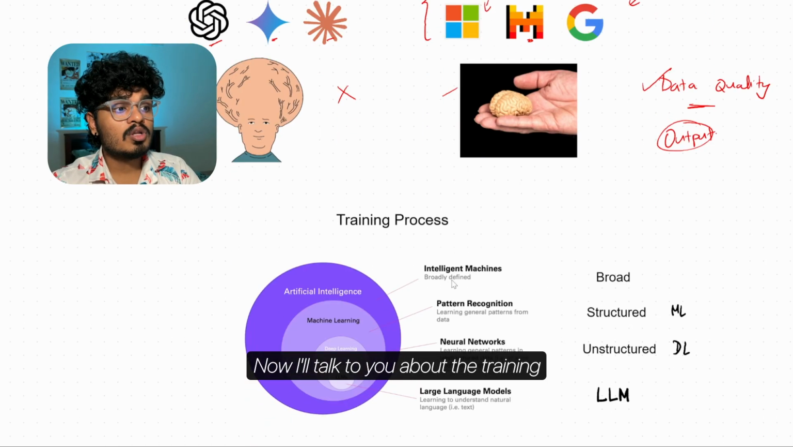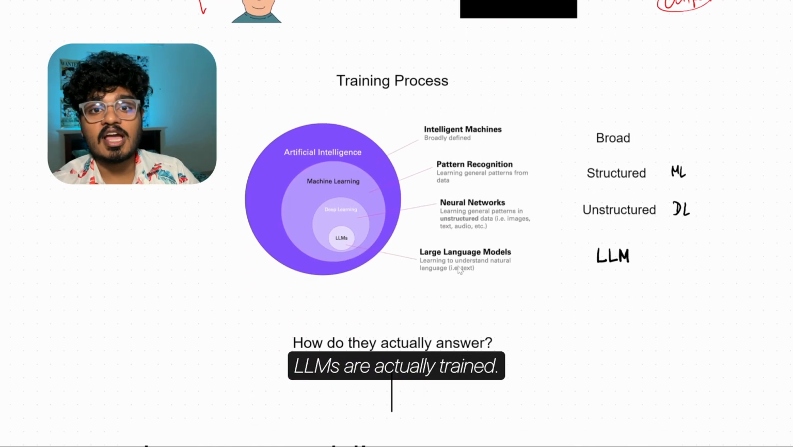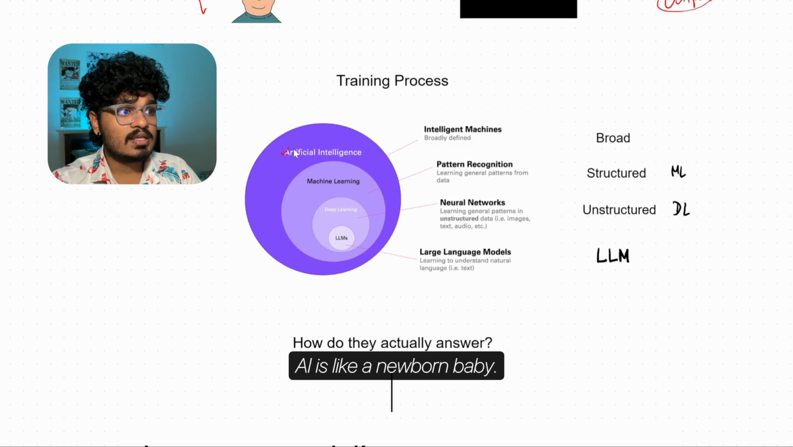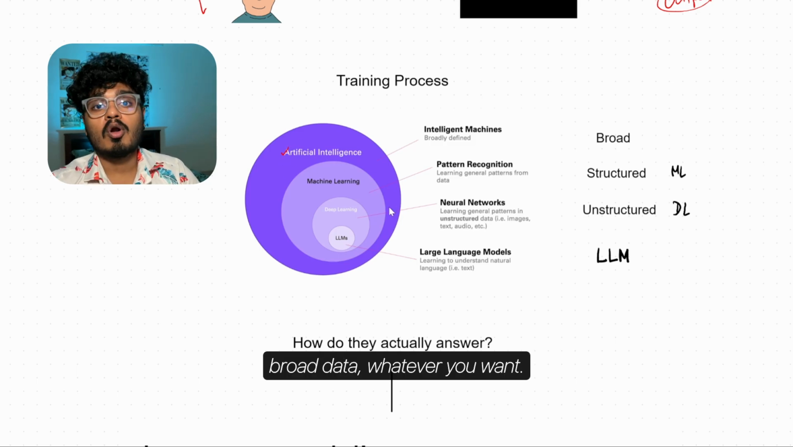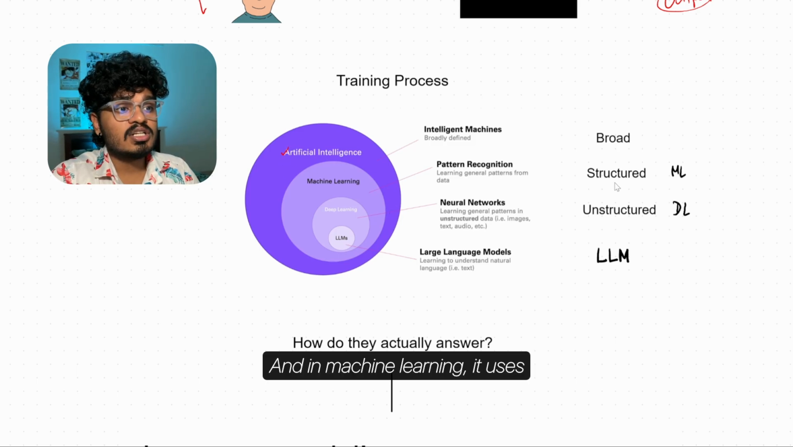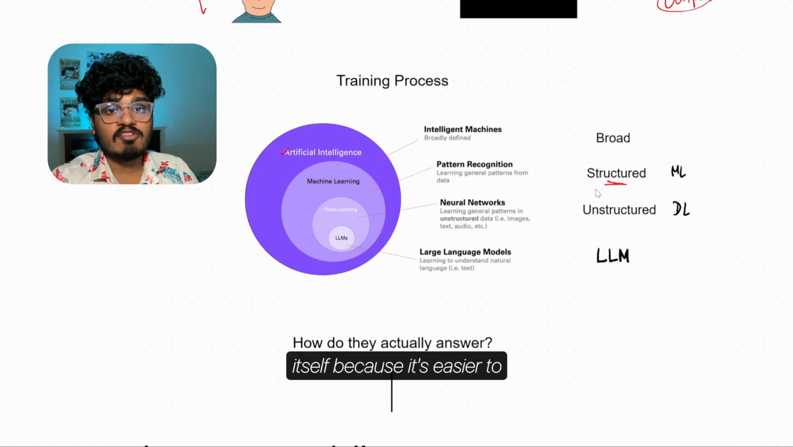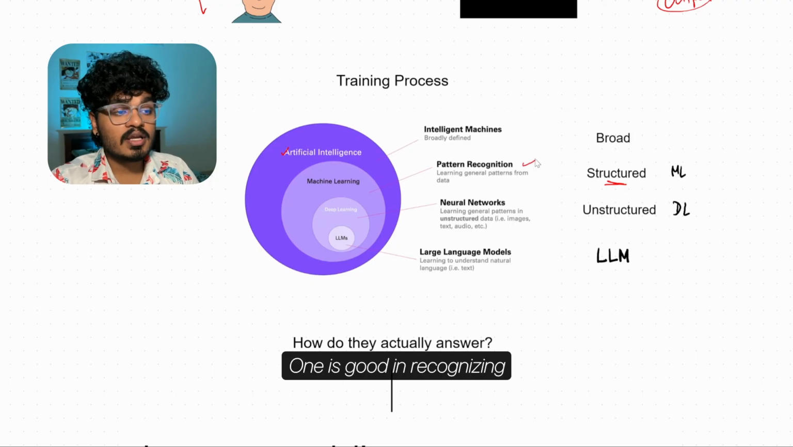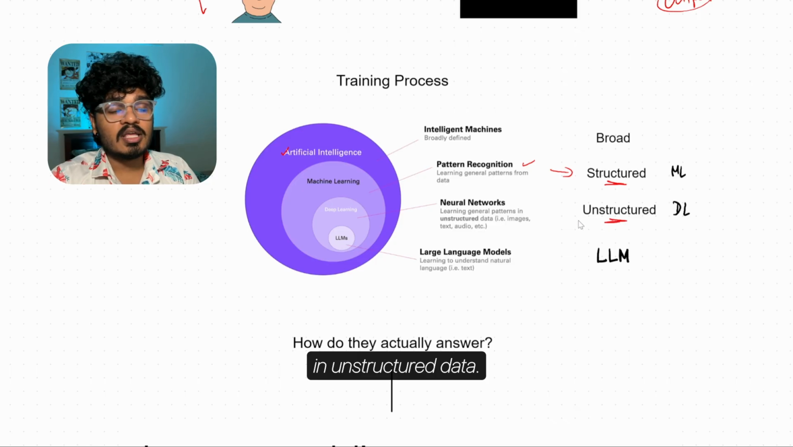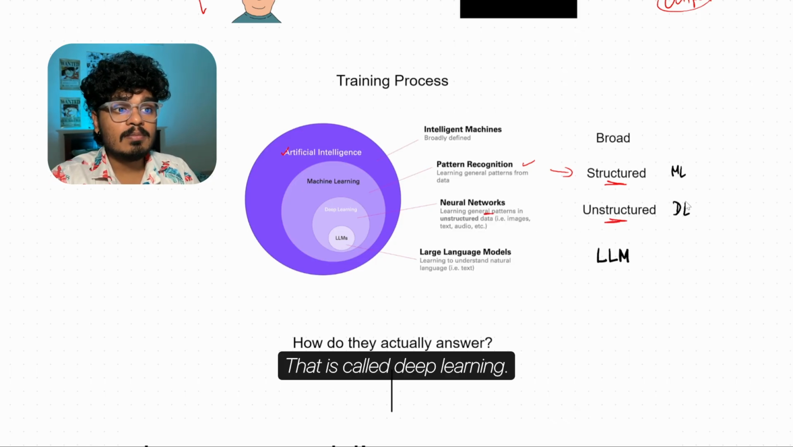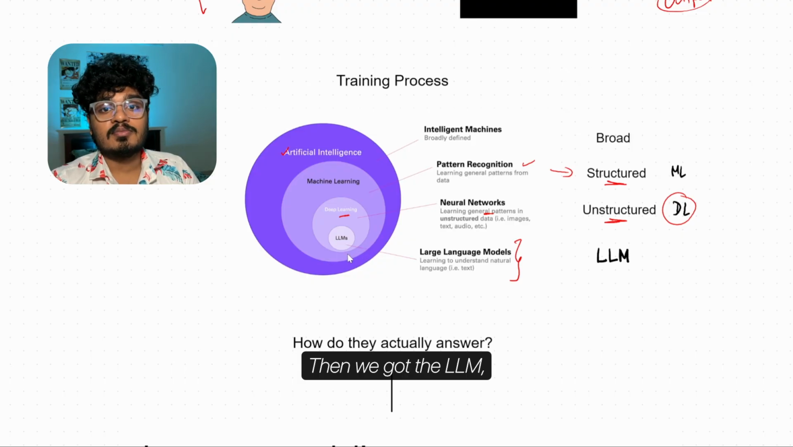Now I will talk to you about the training process, how these LLMs are actually trained. First of all, I told you AI is like a newborn baby. It can be trained on raw data, whatever you want. In machine learning, it uses structured data to train itself because it's easier to learn. Once it's good at recognizing patterns in structured data, then next it's trained on unstructured data. Even if the data is unstructured, it will find general patterns in it. That is called deep learning. Then we got the LLM, what we have right now.